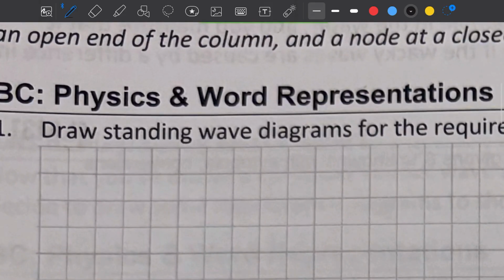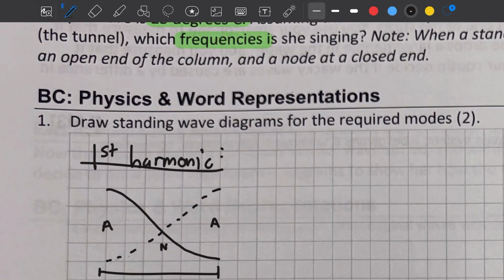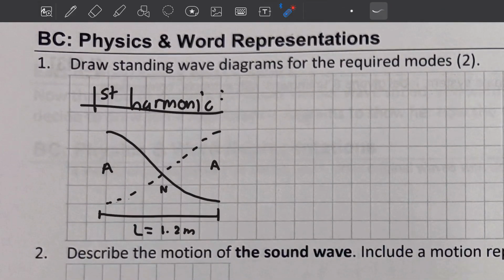So we will start by drawing the first harmonic's standing wave. This is how the diagram looks for the first harmonic. Since the wave is in a tunnel, it means that both ends of that tunnel must be open ends. Now, when you have that specific boundary condition, this is how the pattern looks for the first harmonic, where you're going to have two antinodes at both ends of the wave and one node in the middle. The length of the standing wave must be the same as the tunnel. So in this case, that would be 1.2 meters. And it does not change. I repeat, it does not change throughout the new modes that you're going to add.